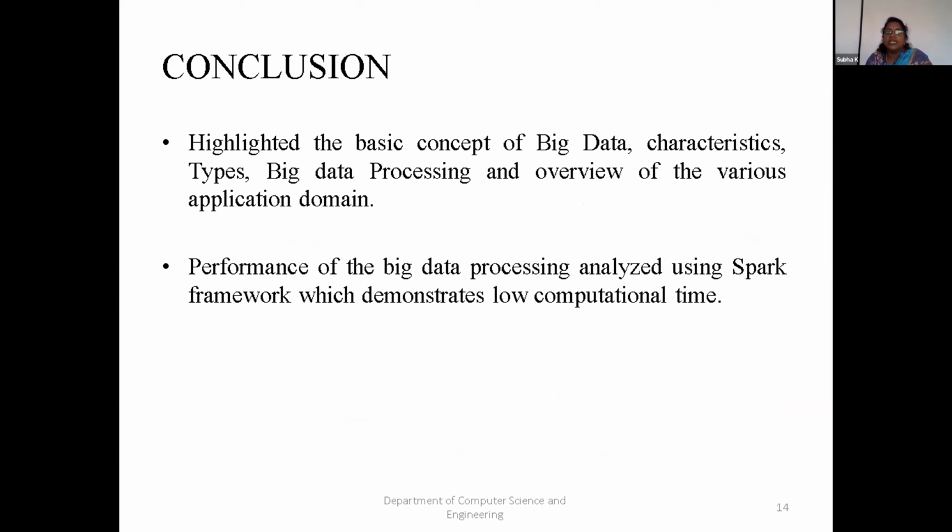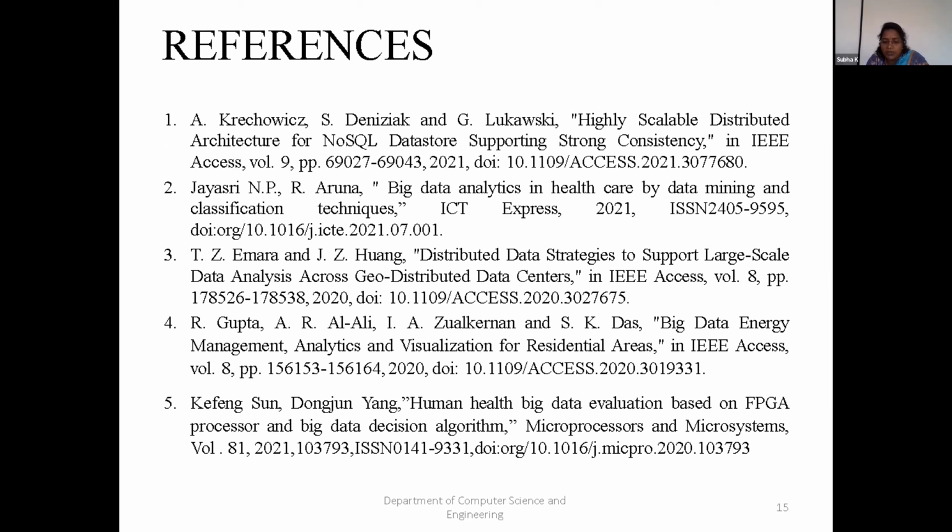This is my conclusion. In my research work, I highlighted the basic concepts of big data, like types and characteristics, and big data processing, how it is processed in the Spark framework. Finally, the performance of big data processing was analyzed using the Spark framework, which demonstrates low computation time with the effect of in-memory computation and parallel processing. These are my references.